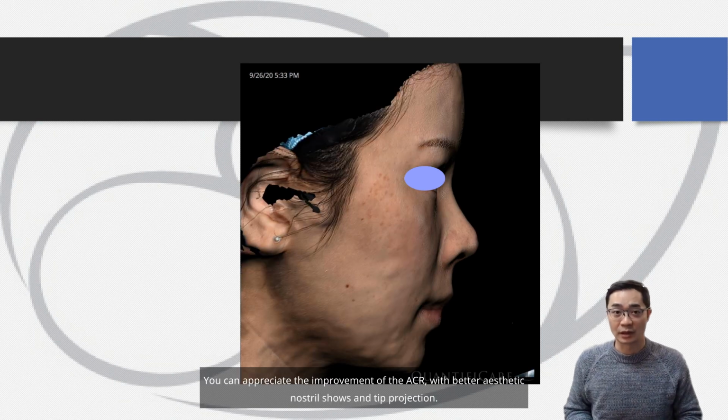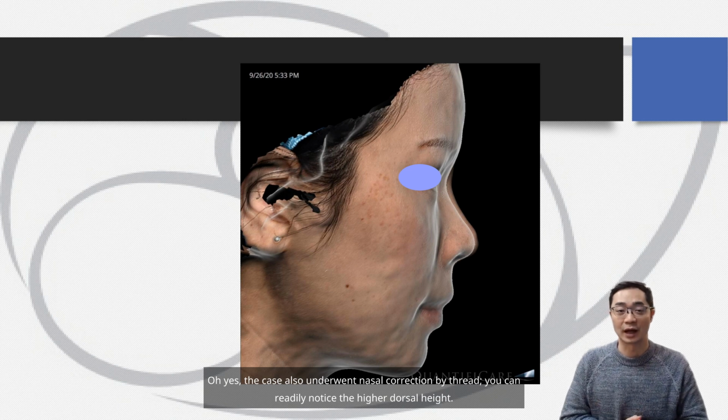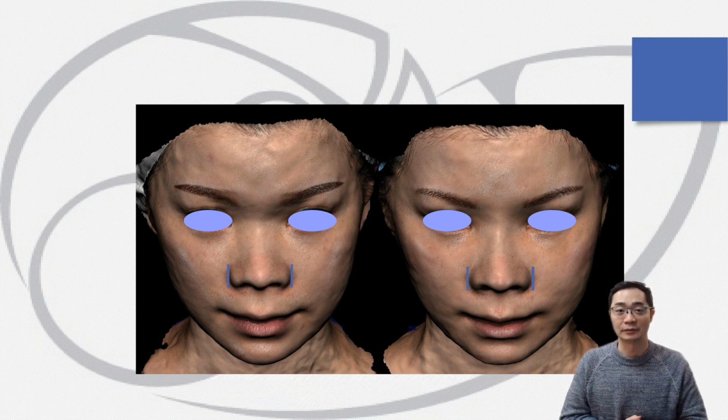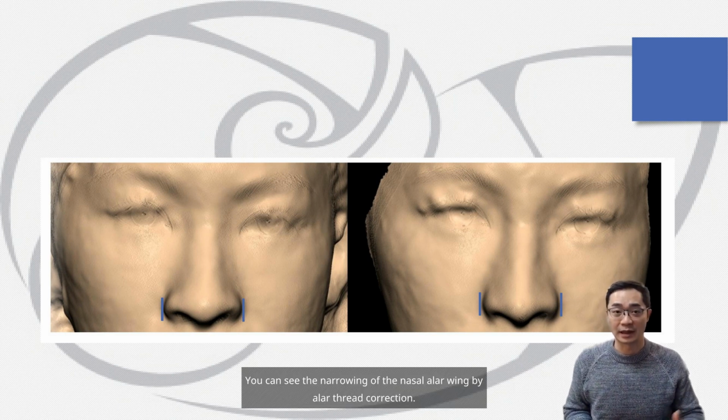You can appreciate the improvement of the ACR with better aesthetic nostril show and tip projection. Oh yes, the case also underwent nasal correction by thread. You can readily notice the higher dorsal height. Please notice the strengthening of the alar LLC by thread can improve nasal tip projection and reduce the width of the wings. This is another case in clay mode. You can see the narrowing of the nasal alar wing by alar thread correction.